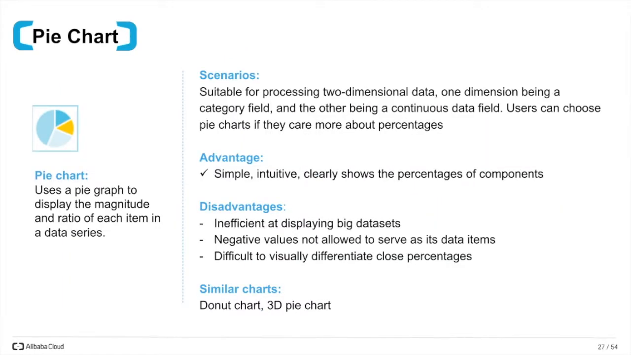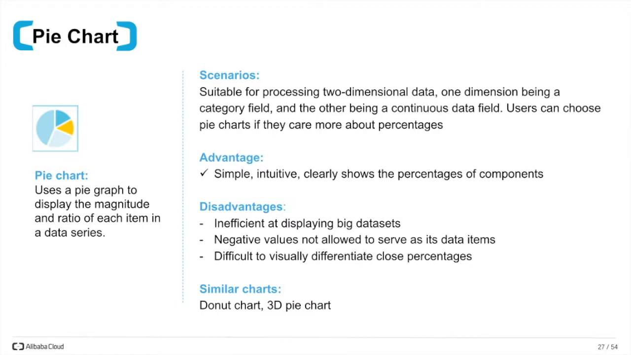Pie chart is so commonly used that I don't need to explain it. The advantage of using a pie chart is quite simple: it can clearly show the percentage of the different components. But it does have some disadvantages.